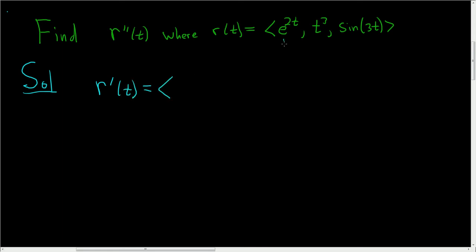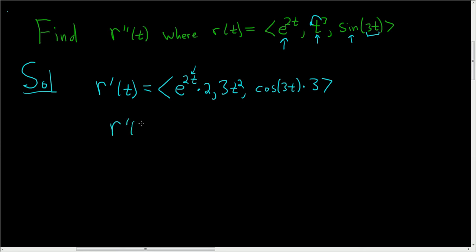So the derivative of e to the t is e to the t. So here it's e to the 2t times the derivative of the inside, so times 2, because the derivative of 2t is 2. Then here we'll use the power rule, so we'll just bring the 3 downstairs, so we get 3t squared. And then here the derivative of sine is cosine, so we get cosine 3t times the derivative of the inside piece, so times 3. So that's the first derivative.